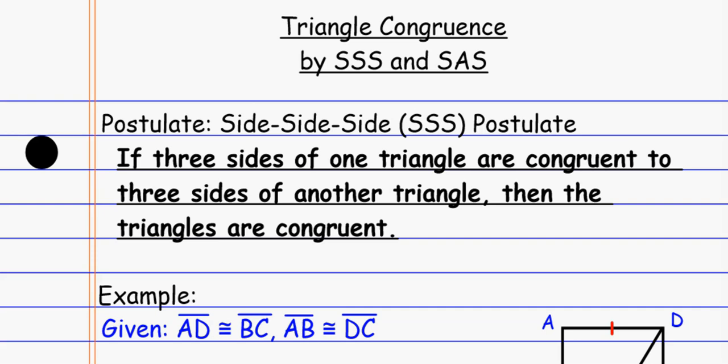Hi there, folks. Today we're looking at triangle congruence by SSS and SAS, and that stands for side, side, side, and side, angle, side. When we look at congruent polygons, that's when all the different pieces match up so we can say the polygons are congruent. But with triangles, we don't necessarily need all of those things.